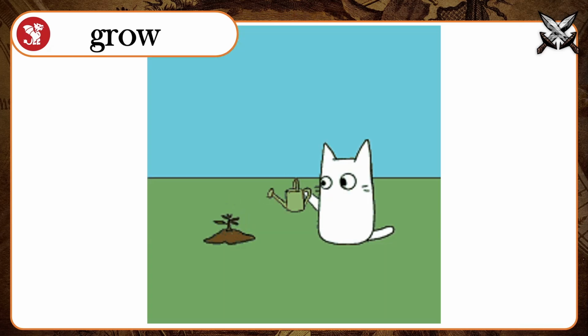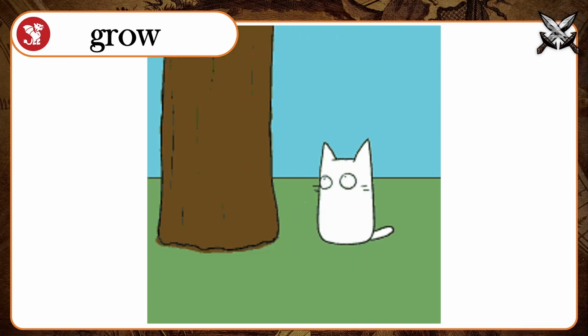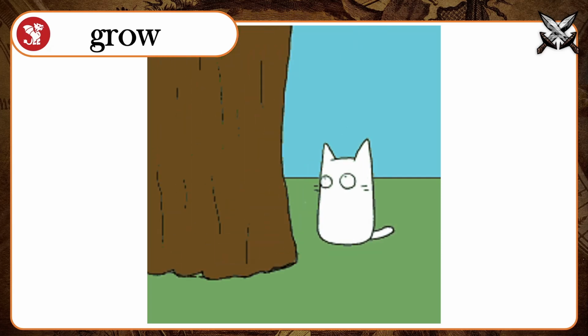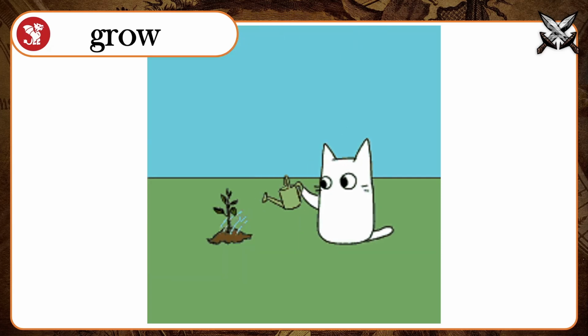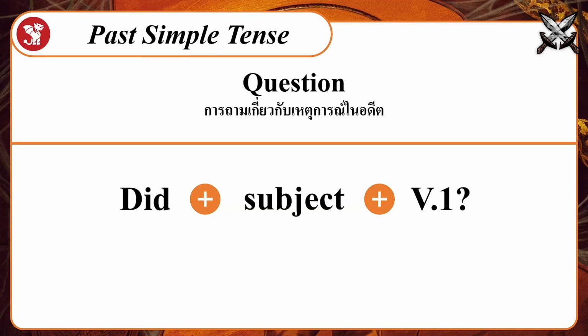Six. Grow. Grow is to increase in size or amount. Or when you grow a plant, it starts small and then grows bigger. Next is the structure. We are going to learn two structures today. First is the past simple tense, the question form, and another one is used to. Let's learn the first one.